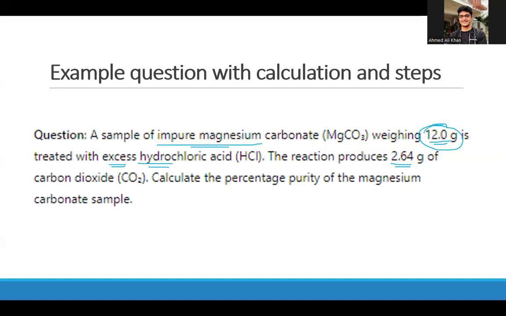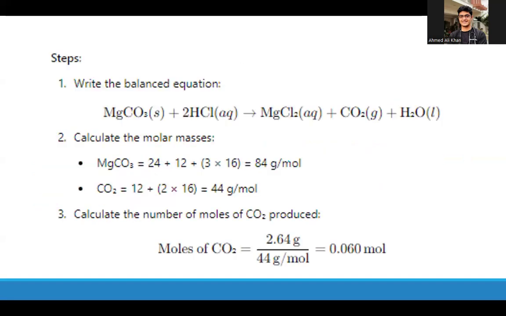So this is the impure sample's mass. And you know that after reacting fully, it produced 2.64 grams, right? So can you use this 2.64 grams and the chemical equation to calculate the magnesium carbonate that would be required to produce this 2.64 grams? Yes, you can. And we'll go over the example.